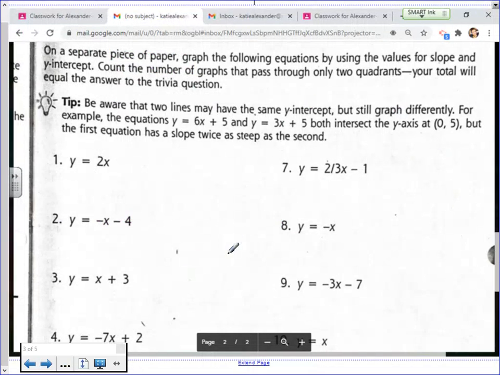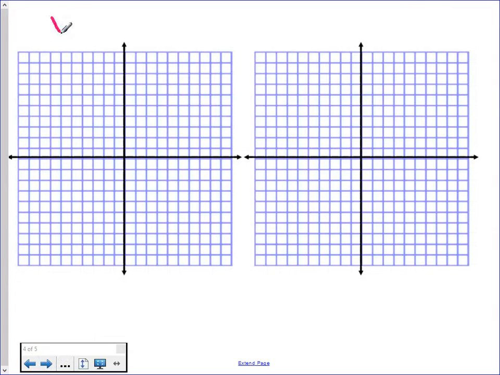And then on the back page, I attached a bunch of graphs to your worksheet so that you have a place to graph them. So I'm going to do number 1 and number 2 with you. You have graph paper attached, so do that there. Okay, so y equals 2x. It's the same thing as saying y equals 2x plus 0. If it doesn't have anything at the end, you make it cross at 0. My slope is 2. If I want to make it a fraction, it would be 2 over 1.